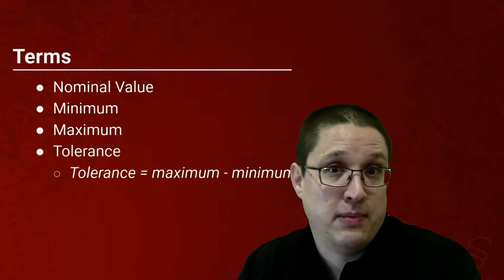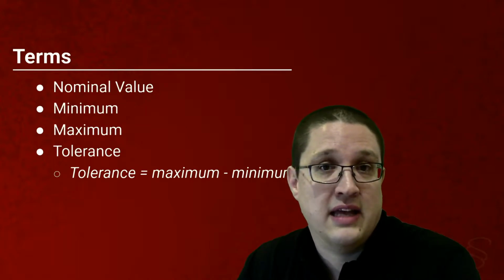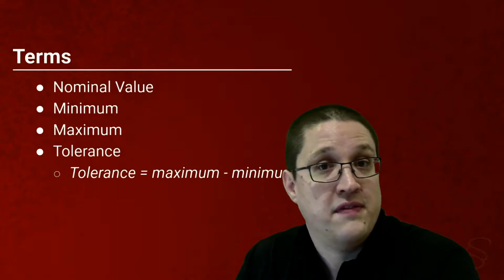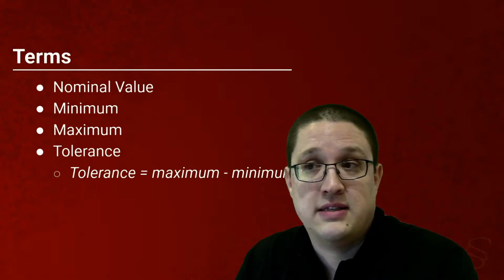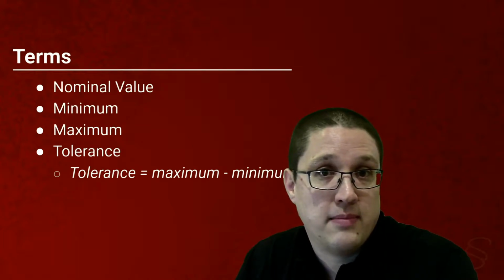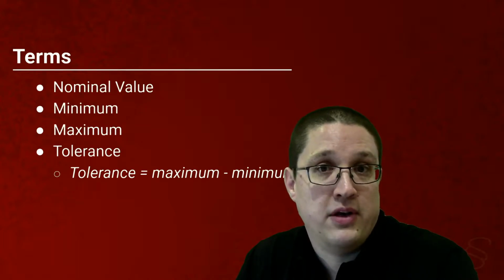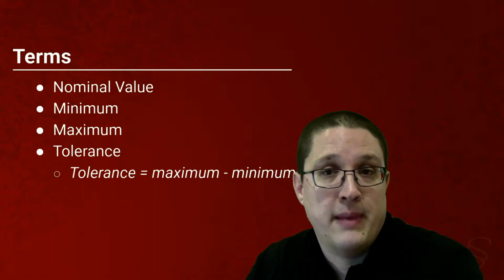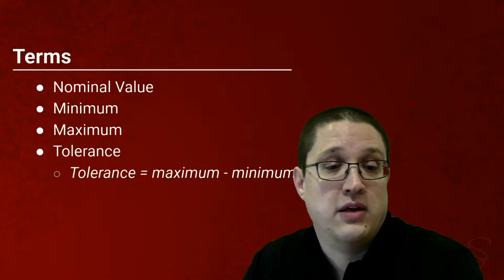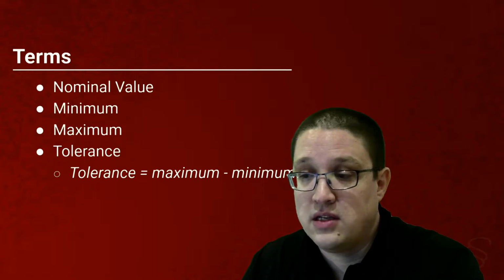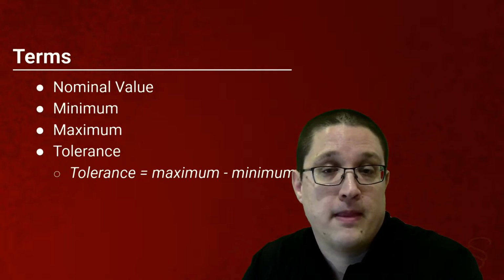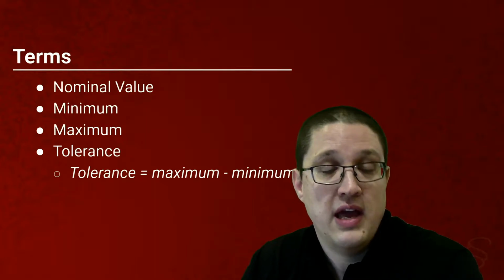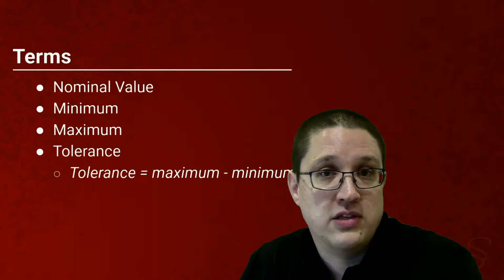If you have, for example, a chocolate bar and it's listed as being 65 grams, that would be your nominal value. If the acceptable range is, say, 62 to 69 grams, that would be your minimum and your maximum. Your tolerance is the distance from your minimum to your maximum. So you take your maximum value and subtract your minimum value. This is the range of acceptable values. If something is not within the range of tolerance, you would reject it.